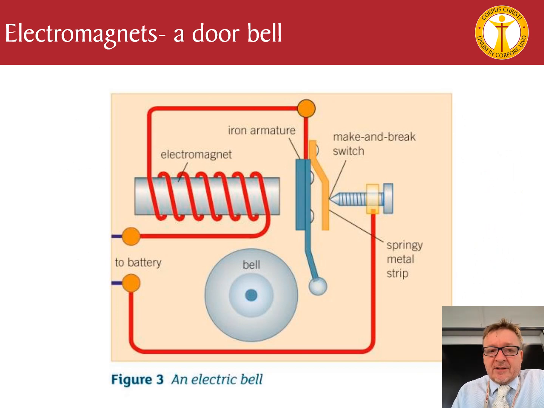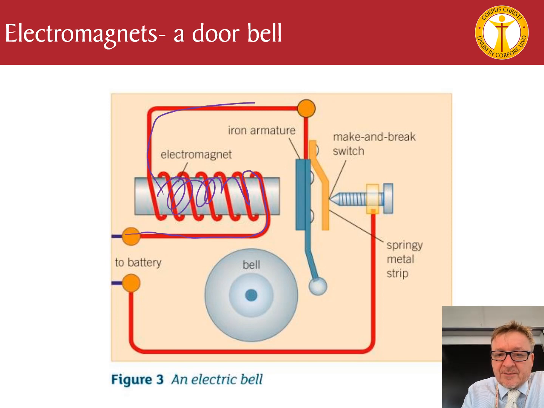A use of an electromagnet is in a doorbell. Now what you've got to do here is look at it and picture what's actually going on. Electricity flows down here, goes around the coil, which makes an electromagnet, goes up to here, goes through this armature here, and then through this little button. And then it goes all the way back here.